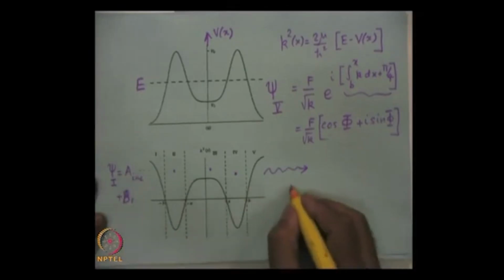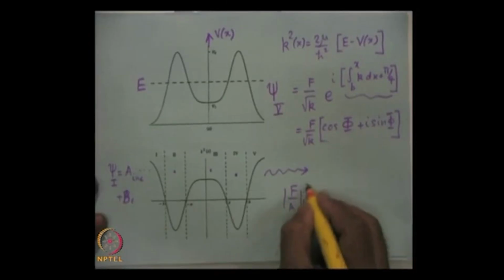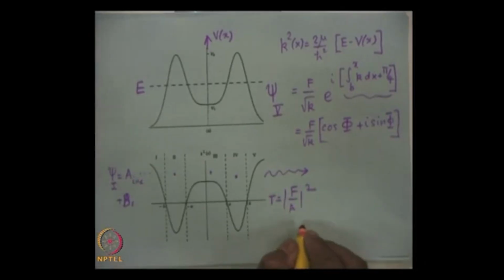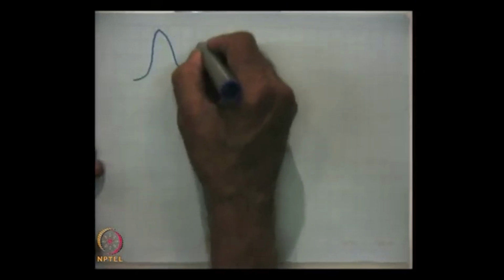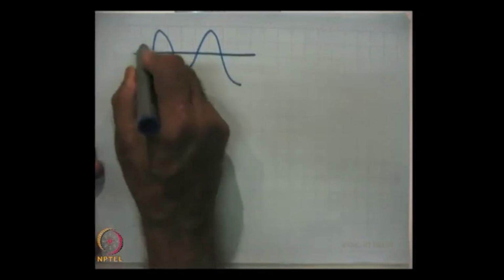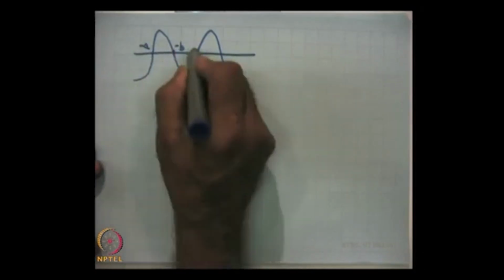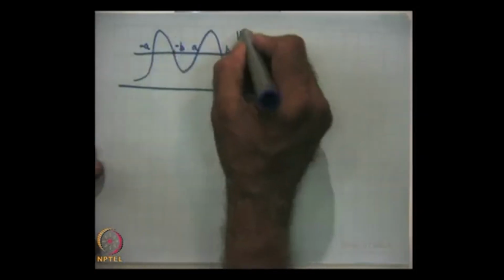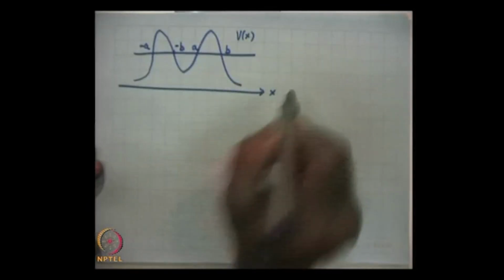And then f by A whole mod square will be the tunneling probability, and if you calculate that, you will find that the tunneling probability comes out to be, let me write this expression, if you have a double hump thing, and these are the 2 turning points minus a, minus b, plus a and plus b. This is the V of x variation as a function of x.